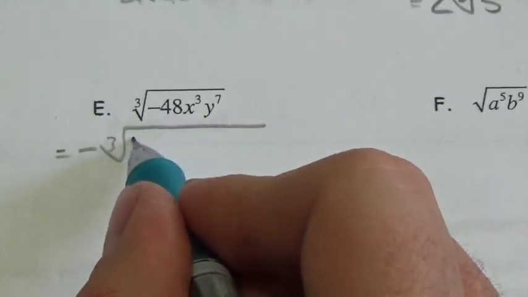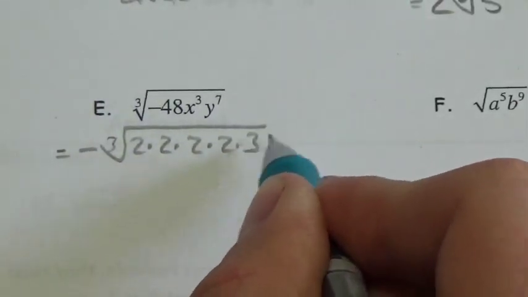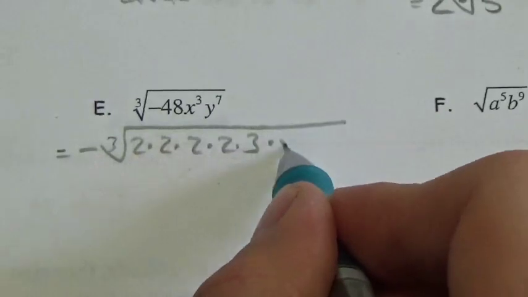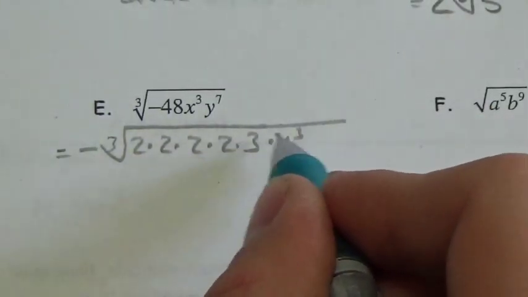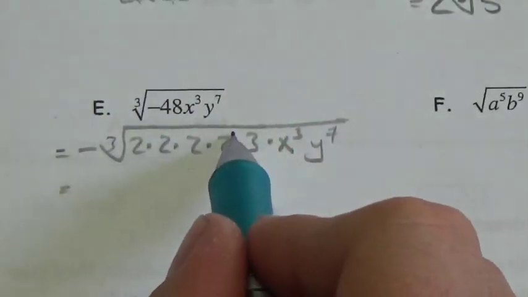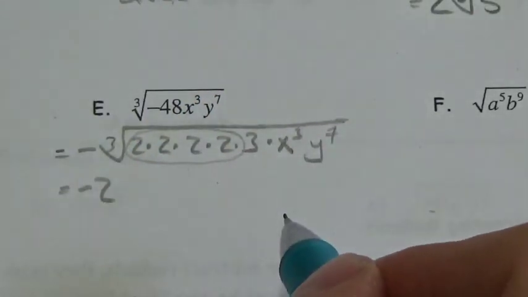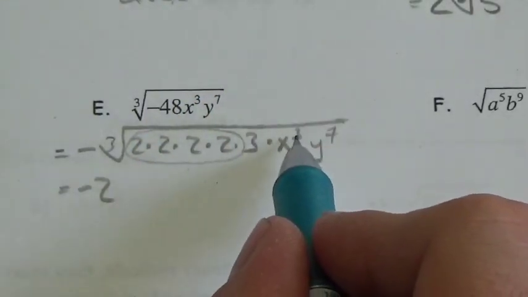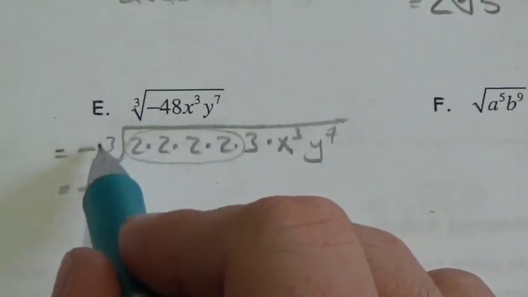So 48. We already dealt with 48. It was 2 times 2 times 2 times 2 times 3. And then I had the variables here. Now, I could have written out 3 x's and 7 y's, but I'm not going to do that. What I'm going to do here is I've got 4 2's, so I'm going to have a 2 out front here. Now, I'm going to take the exponent on the x because this is going to tell me how many x's are in here. And I'm going to divide that into groups of 3.